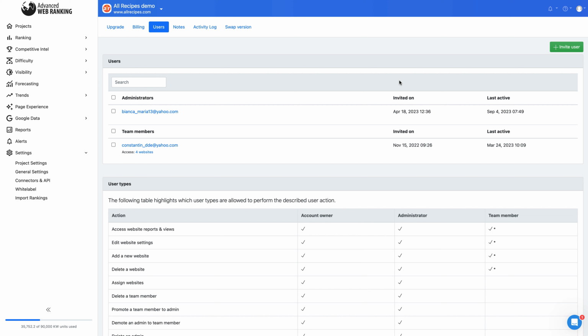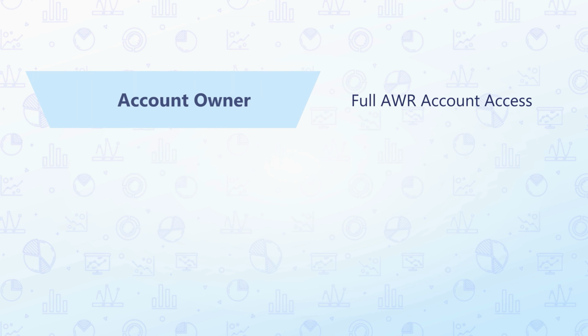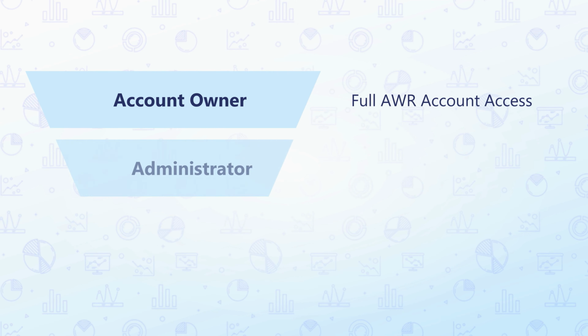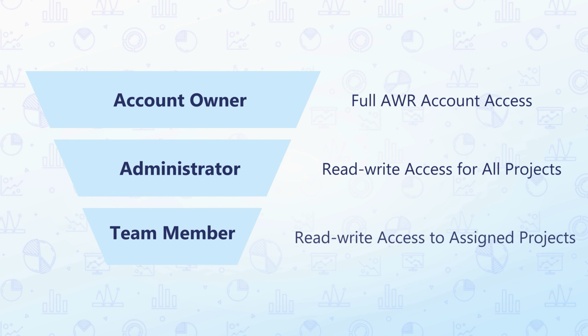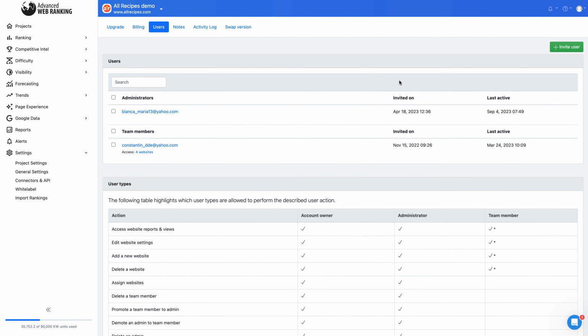There are 3 available roles in AWR. Account Owner. This is you, or the main registered user, who has full access to everything around, managing projects, handling billing, and so on. The second is the Administrator, who has read-write access to all the projects monitored in the account, and also the Team Member, who only has read-write access to a set of projects that were assigned to him. Let's invite a new user and see how it goes.